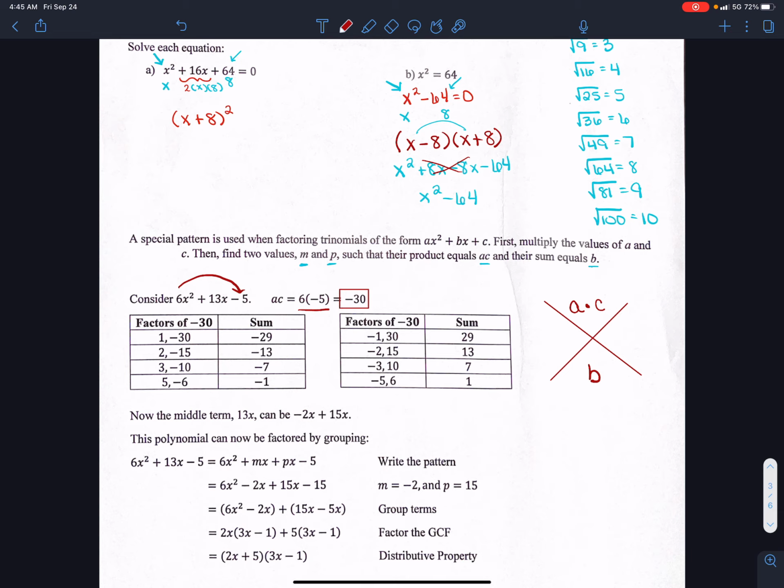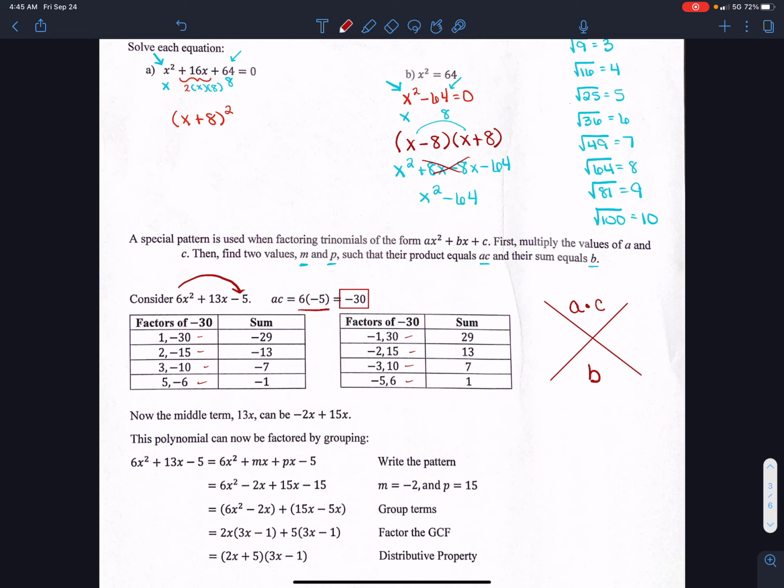They've listed all of them here. So they said 1 times 30, 2 times 15, or negative 15, 3 times negative 10, 5 times negative 6. Then they also said, well, what about negative 1 times 30 or negative 2 times 15? And they did so on. Now, once they found all the factors, they decided, well, what if we were to add or subtract them? If we found their sum, what would it equal?